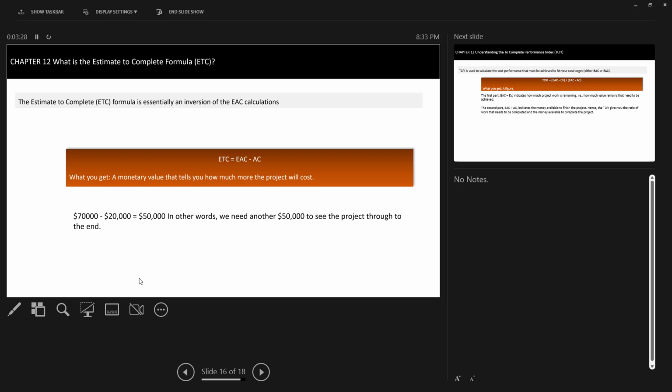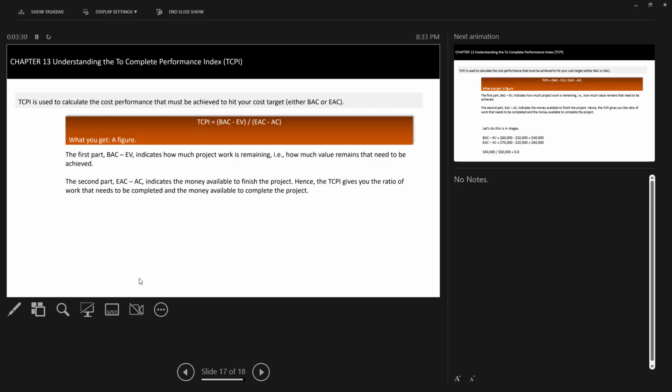All right. And promise this is the last slide. TCPI, this is the to complete performance index. It's a combination of two formulas, one upon the other. Budget at completion minus your earned value upon estimate at completion minus your actual cost. Right?